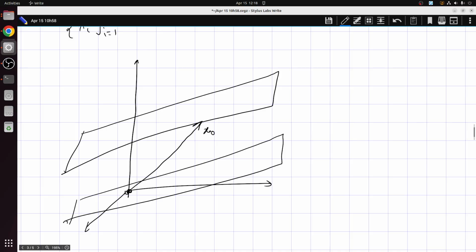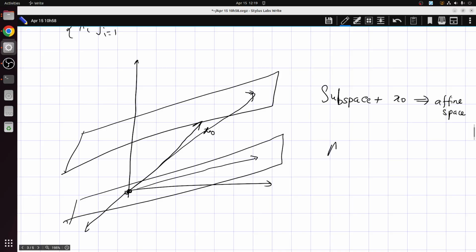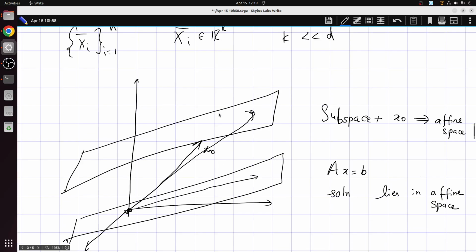So 0 always lies in a subspace, and you shift that by some vector x naught. Every vector over here, if I take this vector and transform it, becomes a vector right here on this. So a subspace plus some constant vector x naught gives you an affine space. This is the definition. And you have seen, when you have Ax equal to b, if there are multiple solutions, they lie in an affine space. I want you to go back and think about this and verify.